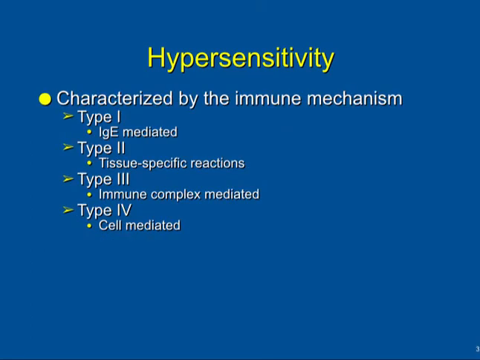There are different hypersensitivity reactions, and we're going to take a look at all of these. Obviously, they're characterized by the mechanism that underlies them. There's type 1, which is IgE-mediated. These are the common hypersensitivity reactions that you most commonly think of in terms of an allergen. Type 2 is tissue-specific reactions. Type 3 is immune complex mediated. And type 4 is cell-mediated. And we'll take a look at each one of these.